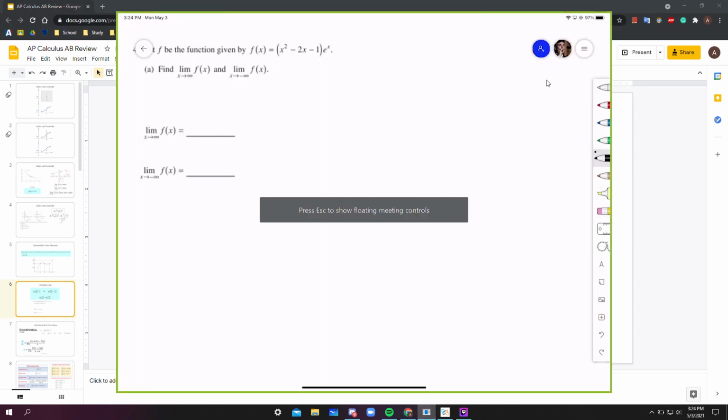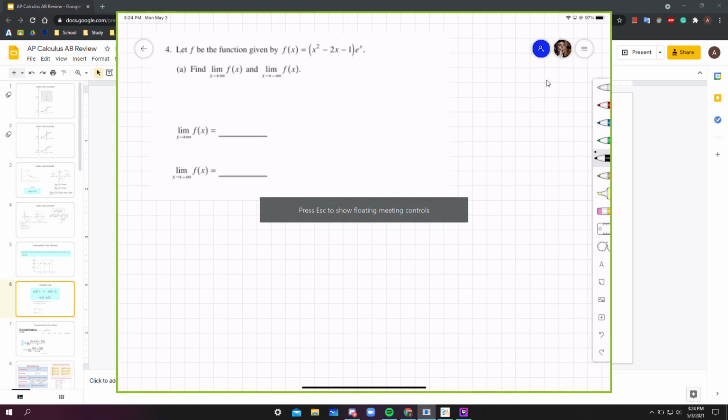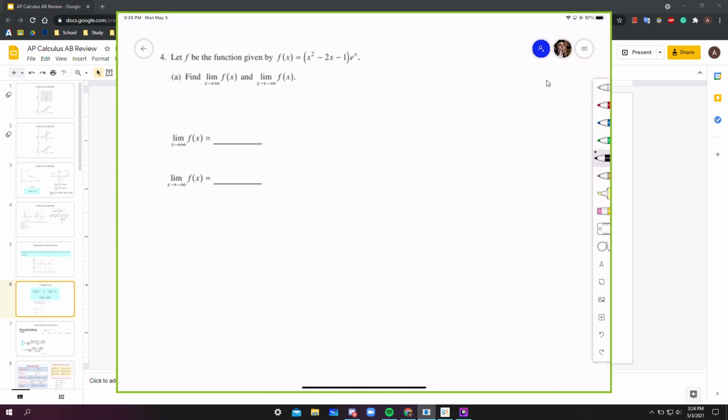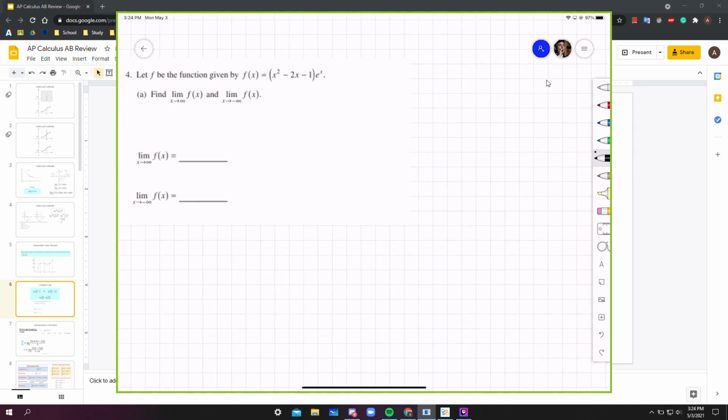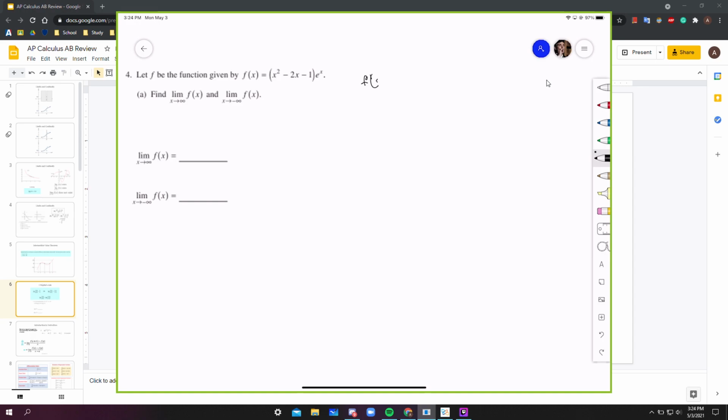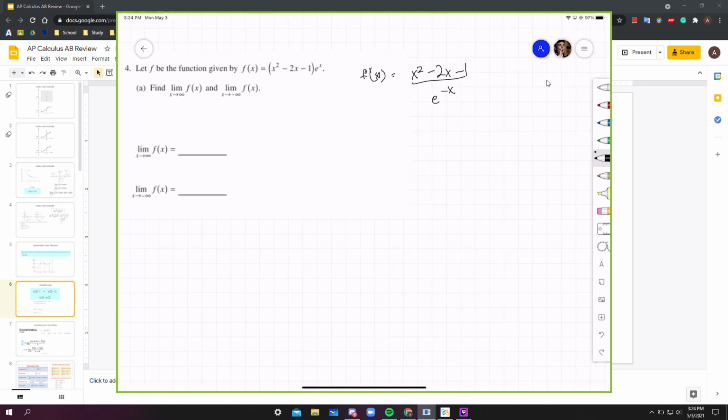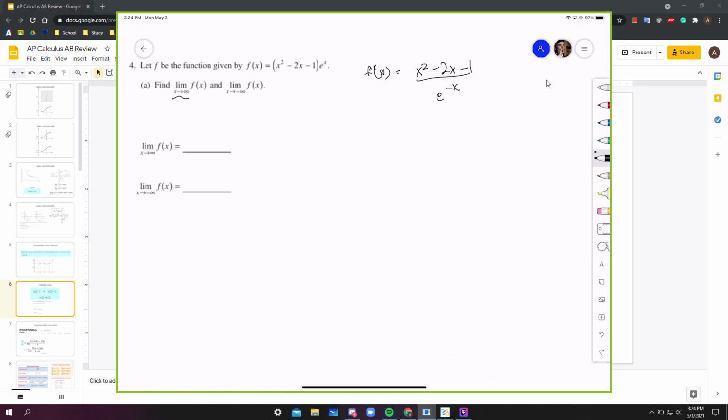Okay, so let f be the function given by f of x equals (x squared minus 2x minus 1) times e to the x. You can rewrite this as f of x equals (x squared minus 2x minus 1) over e to the negative x. So let's take the limit as x approaches infinity first.